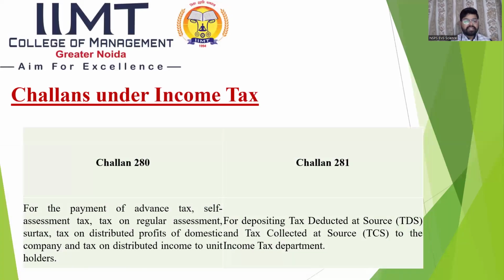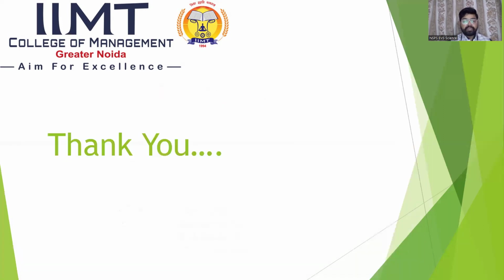Challans under income tax, that is Challan 280 and 281. Challan 280 is used for the payment of advance tax, self-assessment tax, tax on regular assessment, surtax, tax on distributed profit of domestic company, and tax on distributed income to unit holders. Challan 281 is for depositing tax deducted at source and tax collected at source to the income tax department.